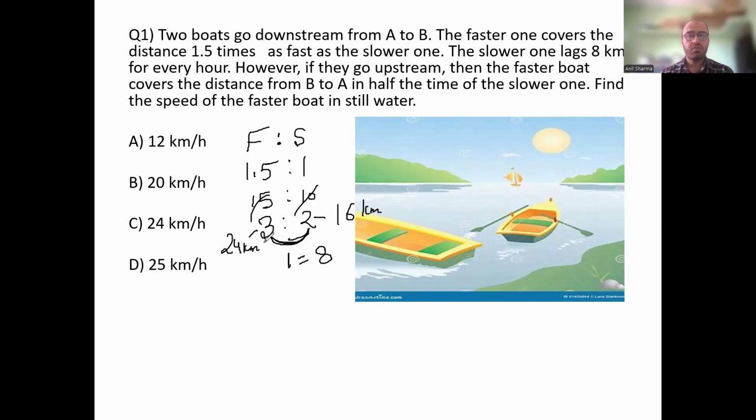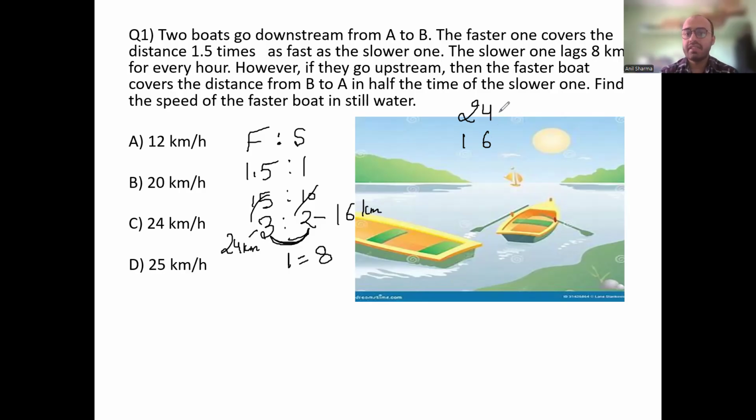I hope you understand this trick. Otherwise, this question will become very lengthy if you don't know this. Here, in order to show you, I am calculating, but we have to do this much calculation in the mind. That is very easy. The 1.5 to 1 ratio is 3 to 2, that is 24 and 16. So the faster boat's downstream speed is 24, the slower boat's downstream speed is 16. Next, if they go upstream, then the faster boat covers the distance from B to A in half of the time of the slower one.